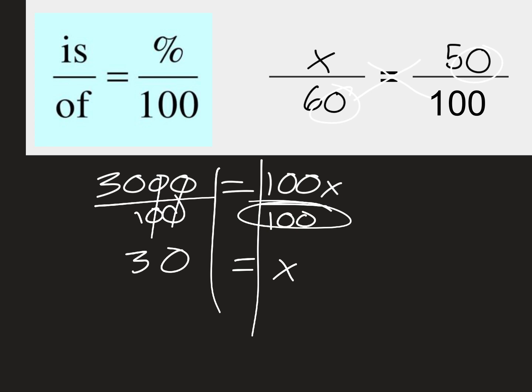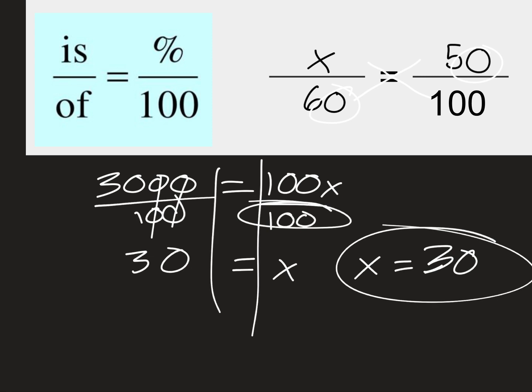It doesn't matter which way that's written. It can be 30 equals x or x equals 30. It doesn't change the value when I do that. So the answer to my equation here, or the is, is 30. So 30 over 60 equals 50 over 100.